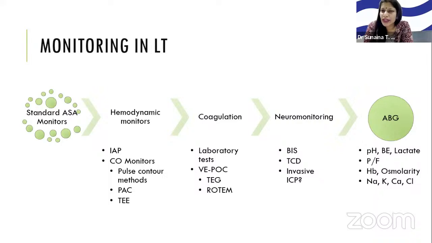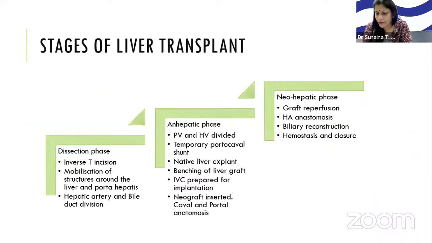Okay, what are the various stages of liver transplant? Ma'am, stages of liver transplant are basically categorized into 3 phases. First is the dissection phase, in which an inverted T incision is made over the abdomen and mobilization of the structures is done, as liver is an organ which is attached to all the structures. For example, spleen with some ligament, with kidney with a hepatorenal ligament, with mesentery it is attached. So we have to separate it from all the structures. Then hepatic artery and bile duct are divided.